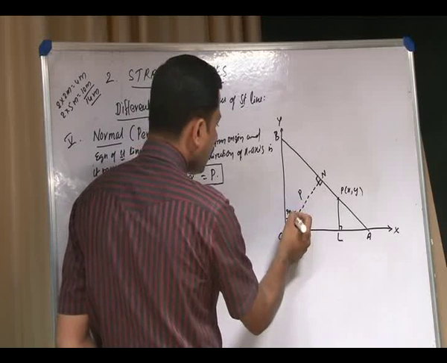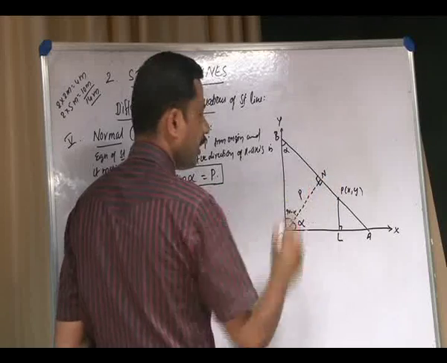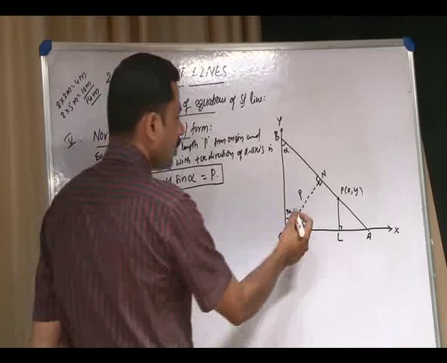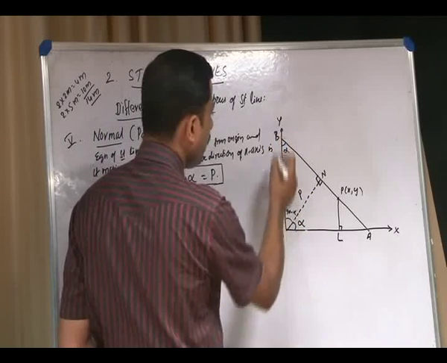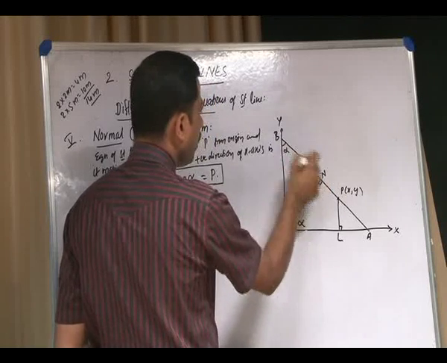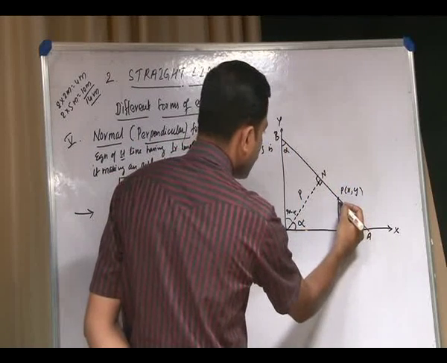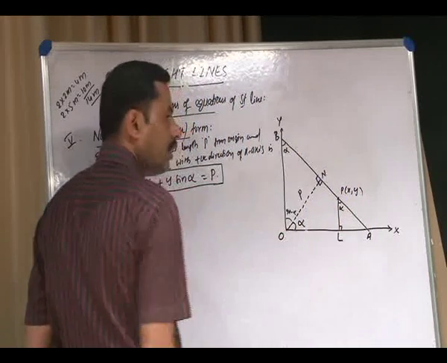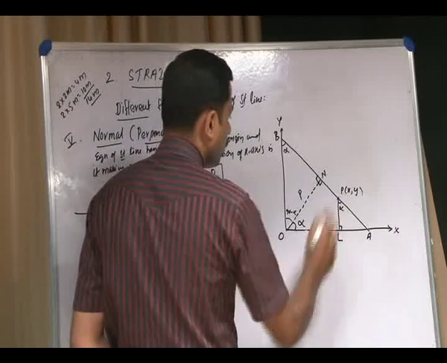If this angle is 90 minus alpha, then this should be equal to alpha, since this is a right angle triangle. This angle is 90 degrees, so the sum of these two angles should be equal to 90. So if this is 90 minus alpha, then this angle, that is angle OBN, is equal to alpha here. This angle is also equal to alpha from the figure, since this is the perpendicular drawn from the line inclination.